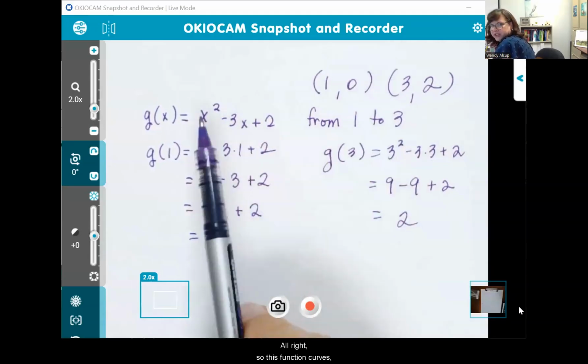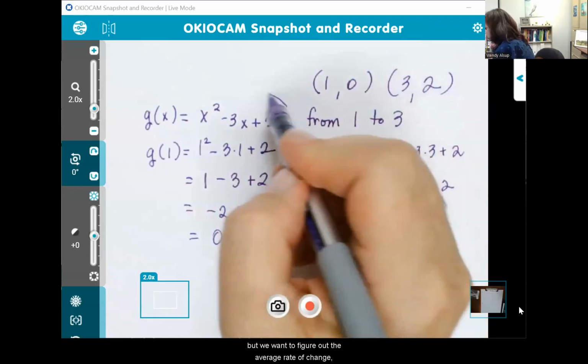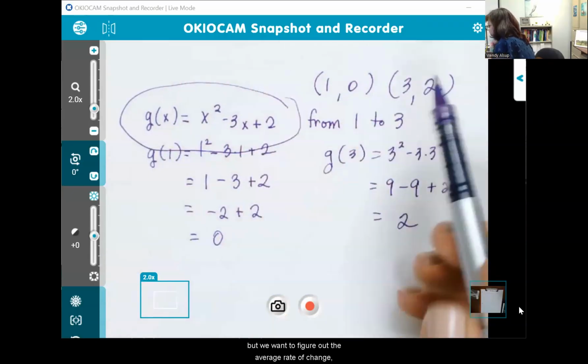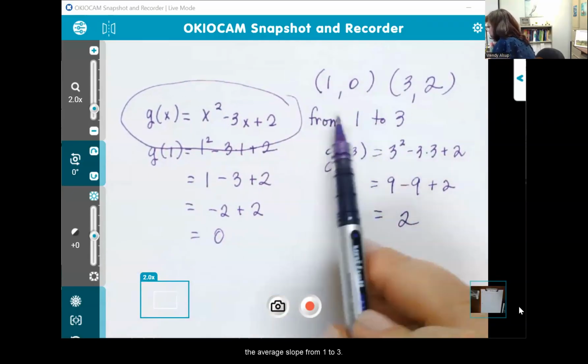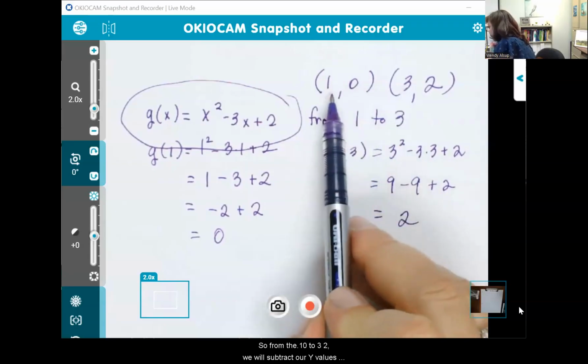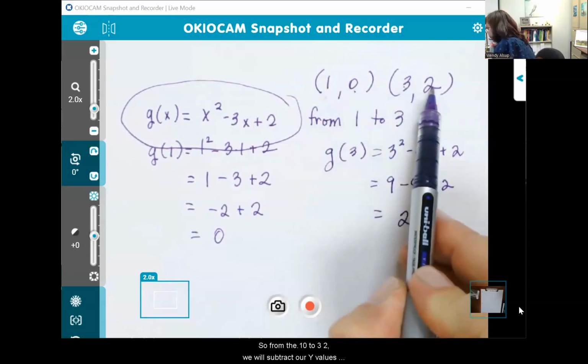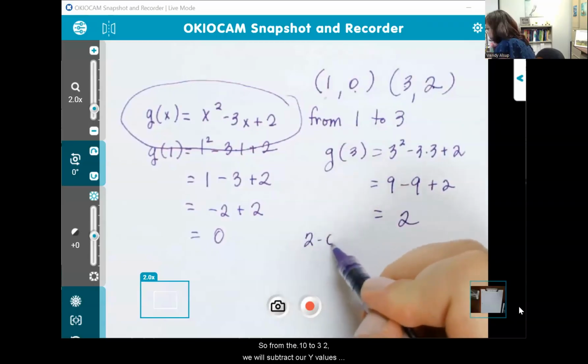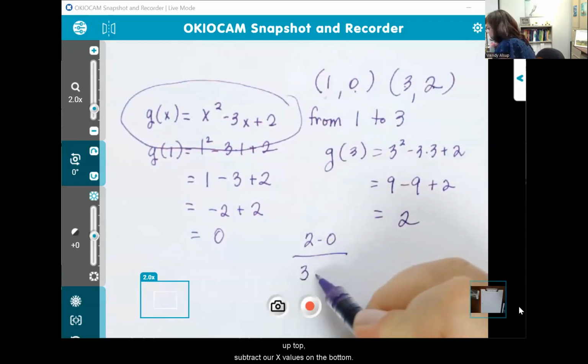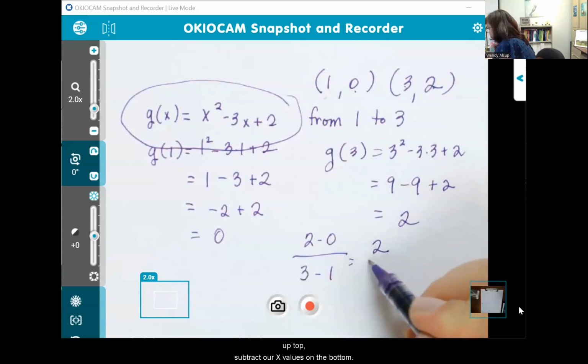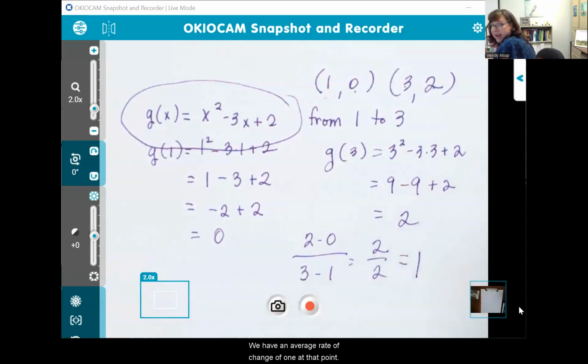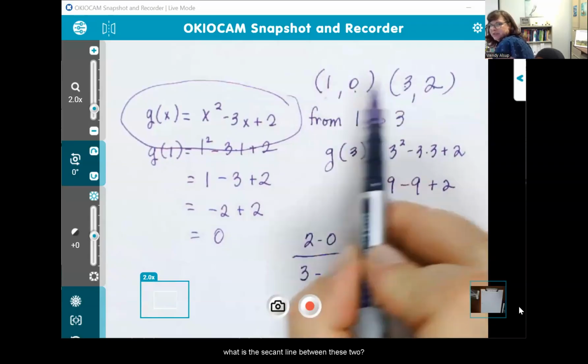All right, so this function curves, but we want to figure out the average rate of change, the average slope from 1 to 3, so from the point (1, 0) to (3, 2). We will subtract our y values up top, subtract our x values on the bottom, and we get 2 over 2. We have an average rate of change of 1. Now, what is the secant line between these two?